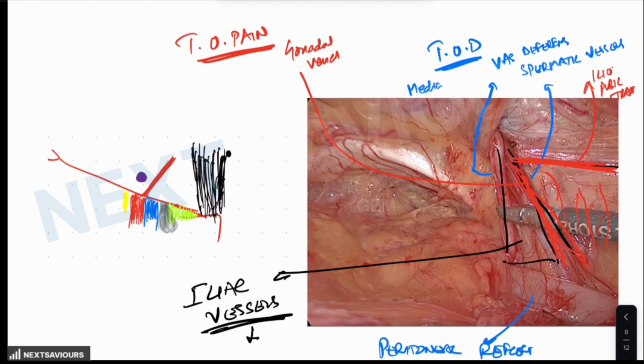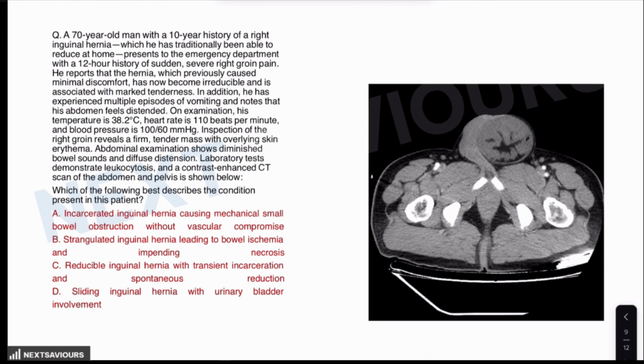For example, it has the lateral cutaneous nerve of the thigh, the femoral branch of the genitofemoral nerve, and along with the cord structures, we have the ilioinguinal nerve and the genitofemoral nerve, that is the genital branch. All these nerves pass through this structure. So while fixing the mesh, we have to avoid putting any tacks or sutures in this area, because it may lead to nerve entrapment and chronic pain. So I hope the anatomy of the inguinal region is clear to you all.